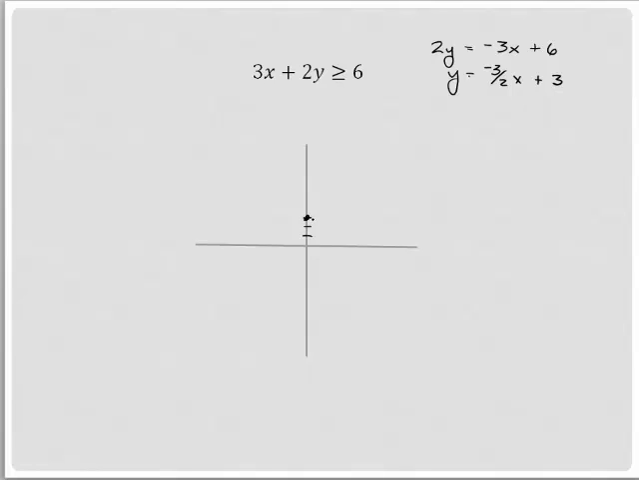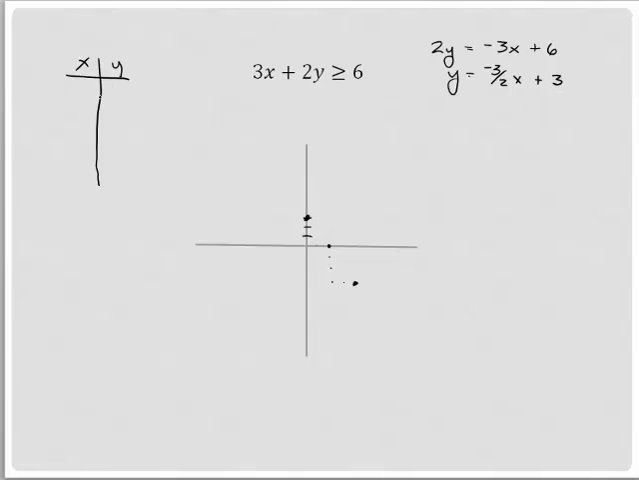Okay, what do we say? We're going to go down 3 and over 2, and down 3 and over 2, and so forth. Let's check those numbers with a little chart.